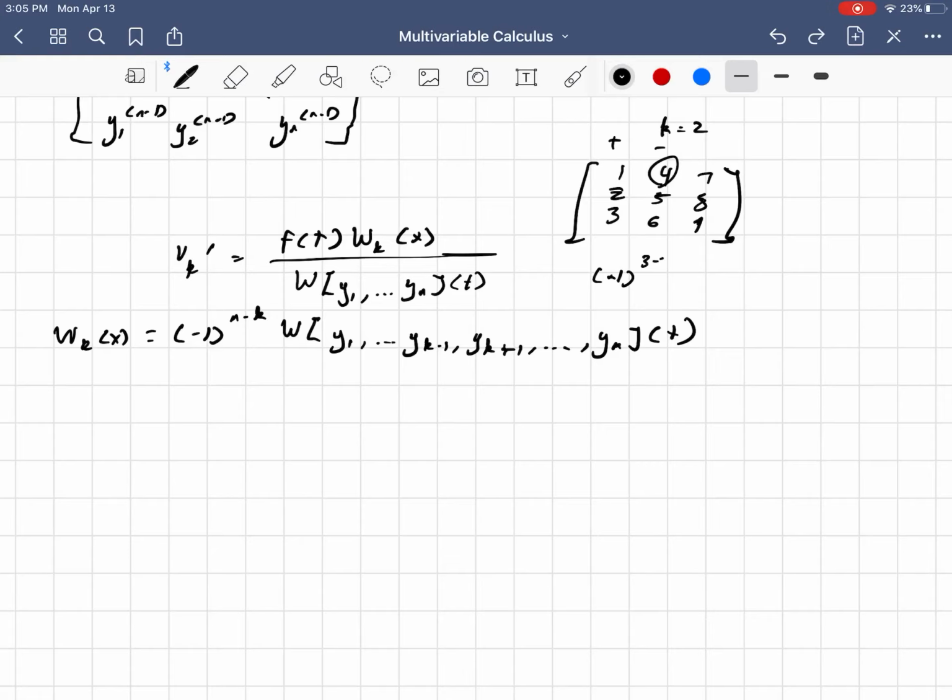Technically, if I want to mirror what I've written down better, I should write it as negative 1 to the 3 minus 2, because we're in k equals 2, times the determinant, so we have 4 times the determinant of 2, 3, 8, 9. So that's what I mean by a cofactor expansion along that column. And that's what Cramer's rule tells us to do.